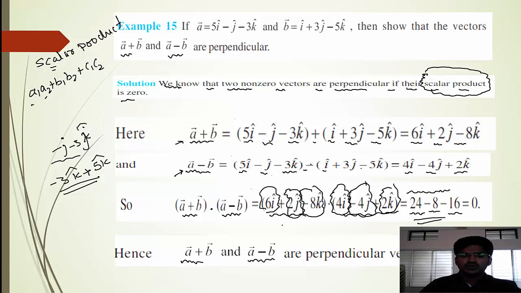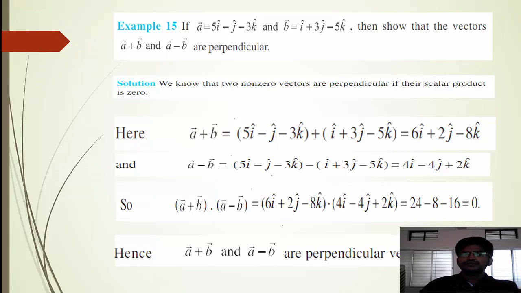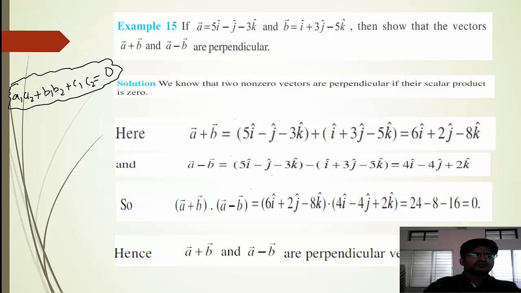Clear, students? So this was a very simple problem, but you have to understand it. For that, you must remember one formula, that is A1 into A2 plus B1 into B2 plus C1 into C2 must be equal to 0. That means the scalar product must be equal to 0. If the scalar product is 0, then it shows that vector A plus vector B and vector A minus vector B are perpendicular to each other. Okay. Now let us go for the next problem.